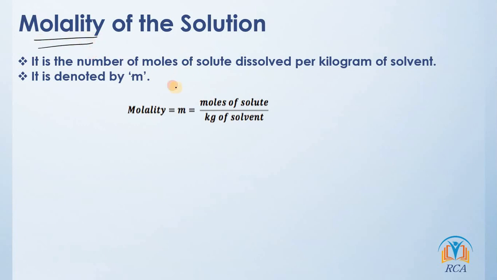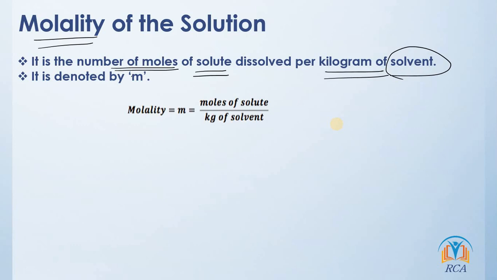Again, a very similar term to molarity, but quite different from that thing. What is molality? Molality again has to have number of moles. So it is a number of moles of solute, but this time it is dissolved per what? Per kilogram of solvent. That means in molarity we were talking about the volume of the solution, but here we are only discussing about the weight of the solvent, not the solution, guys. This is very important. This is the basic difference between molarity and molality.